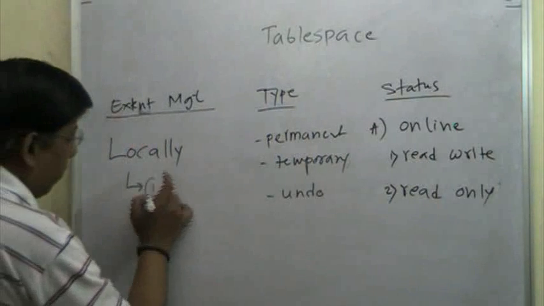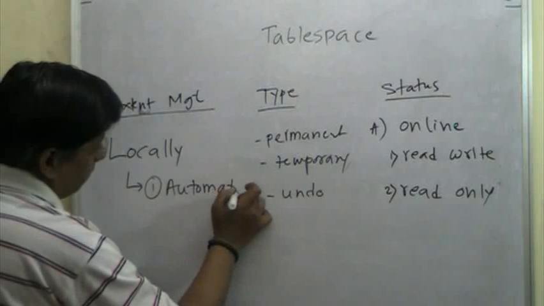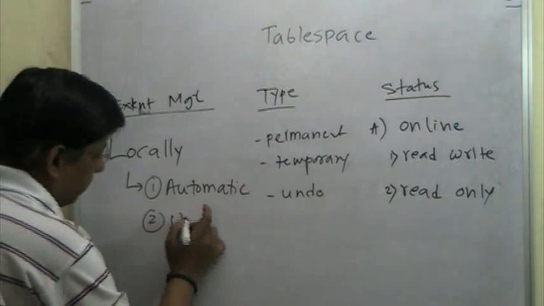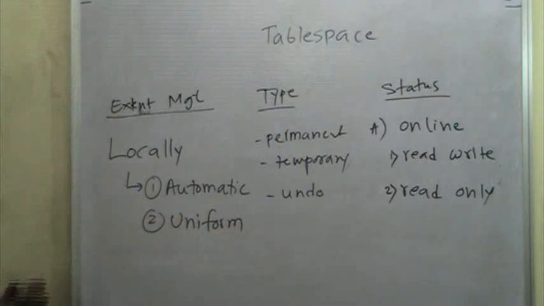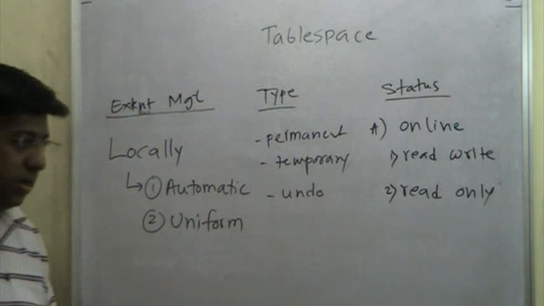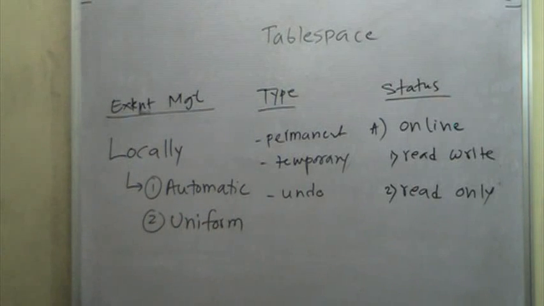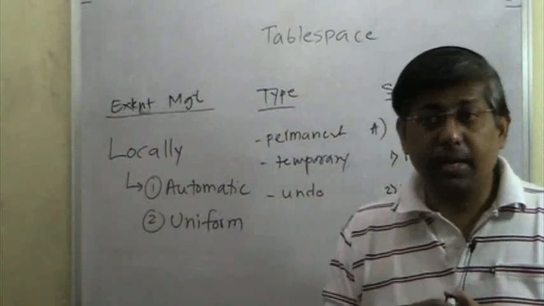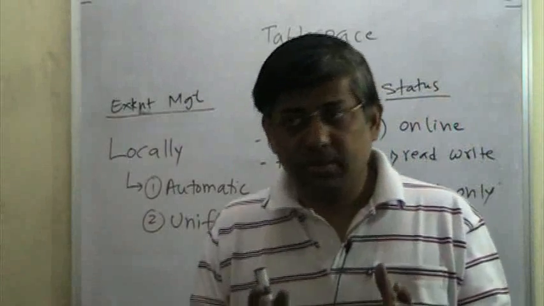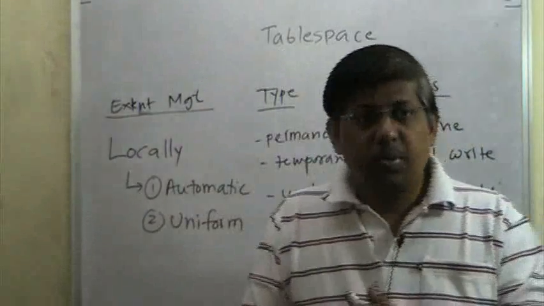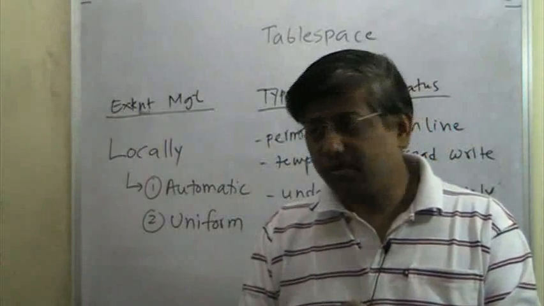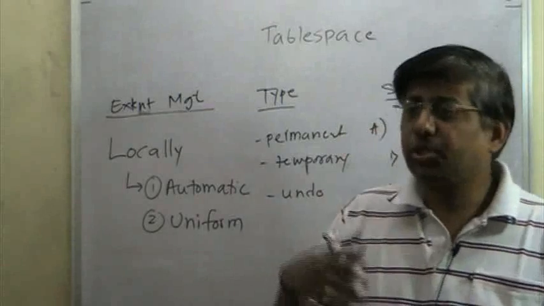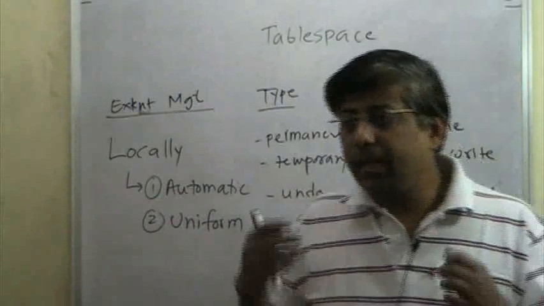How are extents allocated? Number one is automatic. And the second one is uniform. What is the meaning of this? By default, nobody says that extent management is automatic, because by default it is automatic. It means what now? That means when I create a table, what is going to be the size of my first extent? We saw that we specify the size in the storage clause. But let us say we do not specify that. Then what is going to be the size of the extent of that table? What is going to be the size of the next extent of that table? All those things are automatically decided by Oracle.